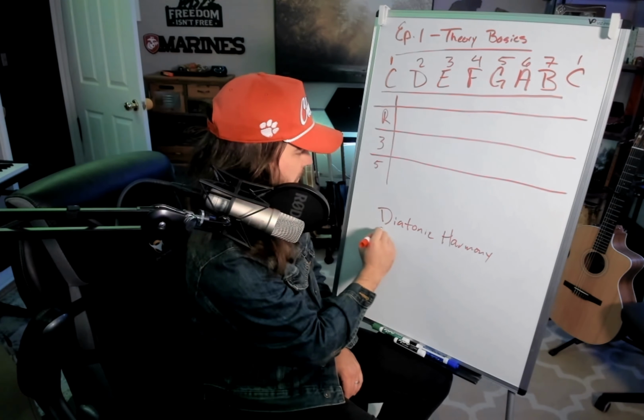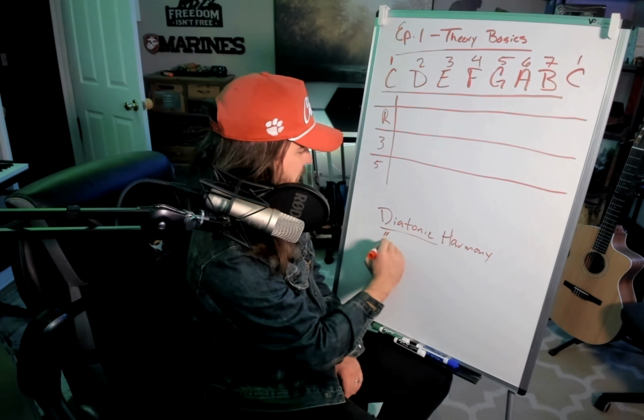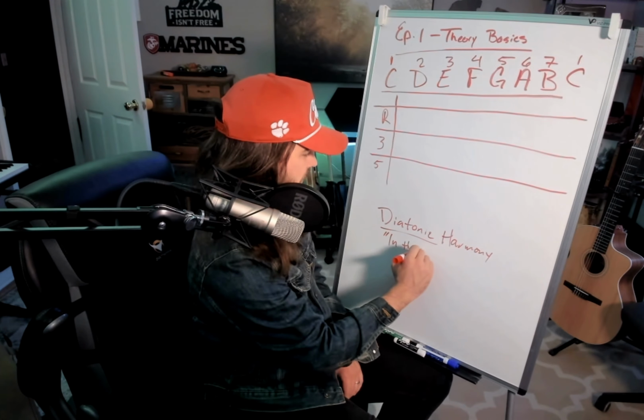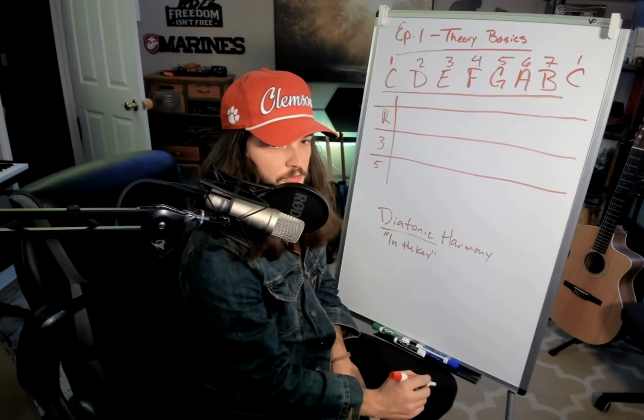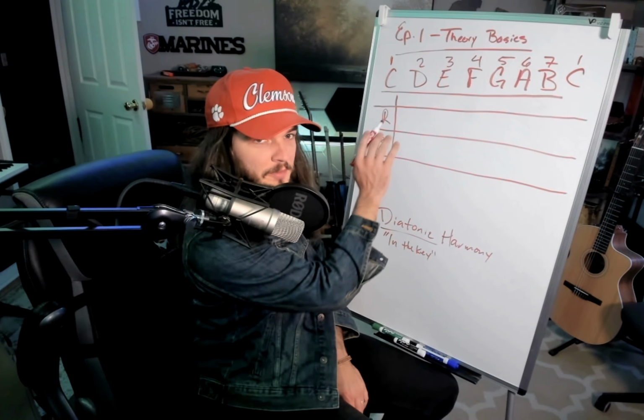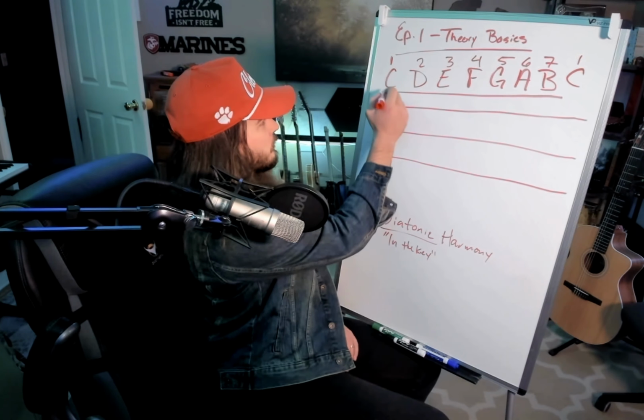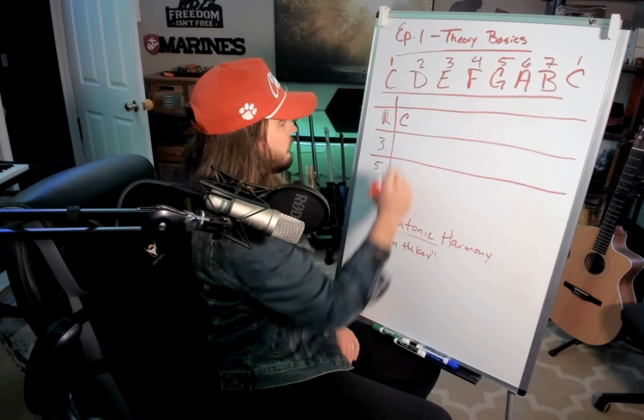Diatonic just means you can think of it as in the key. So we are diatonic to the key of C major. All right, so we're going to start off with our first chord, C major. So our root is C.